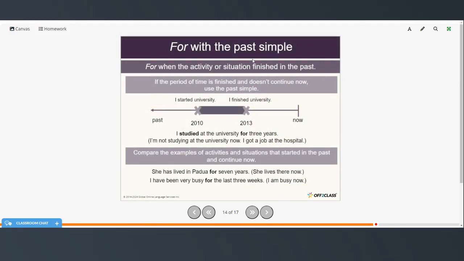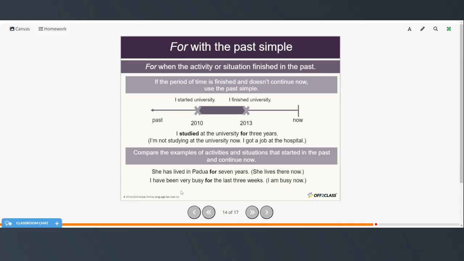So, using for with the past simple, we use for when the activity or situation finished in the past. If the period of time is finished and doesn't continue now, you use the past simple. So I started university in 2010, I finished university in 2013. So I studied at the university for 3 years.